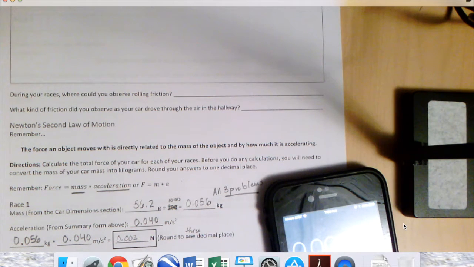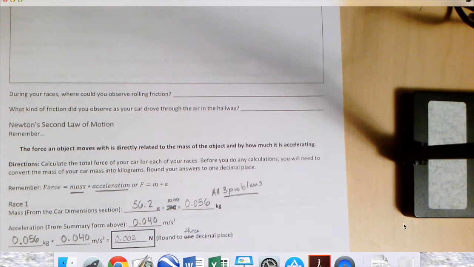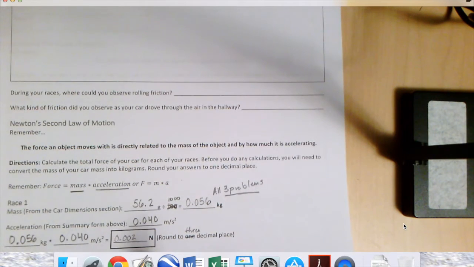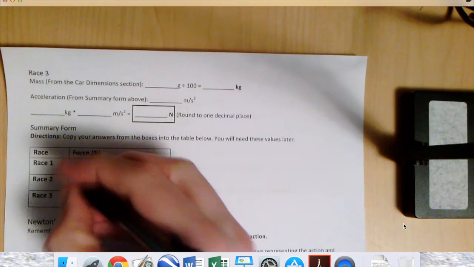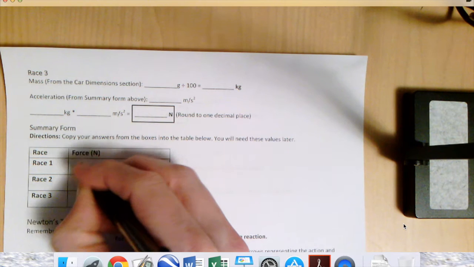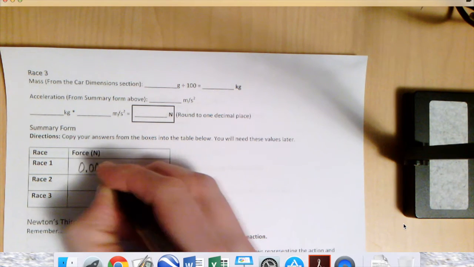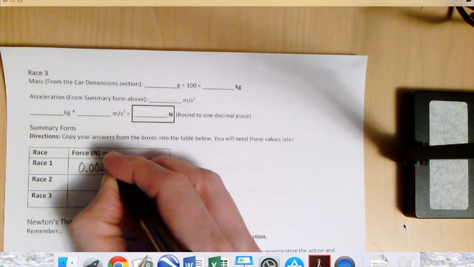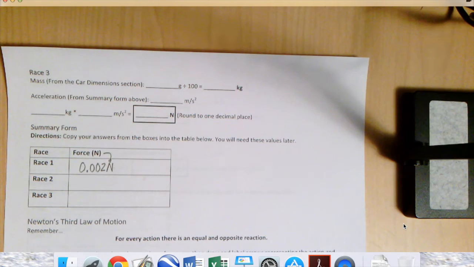Remember, a newton is the force needed to move 1 kilogram at 1 meter per second squared acceleration. That's way more than what your car was actually doing, even though it seemed pretty quick. So now that I have this force, 0.002 newtons, and these 3 answers will probably be similar, I'm going to put my answer right here on this page, 0.002 newtons. This is the unit I'm going to put right here. And what you're going to do now is the next for races 2 and 3. So go ahead and pause it, do races 2 and 3, and come back to me.